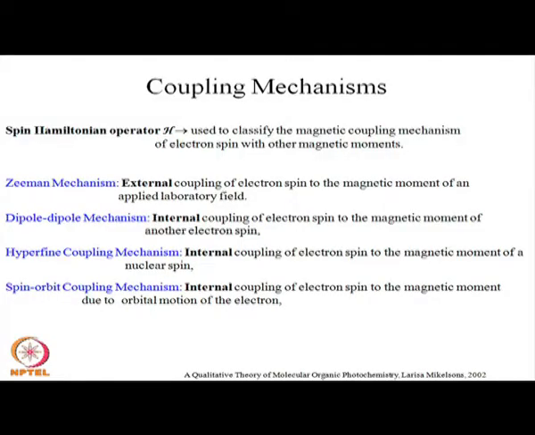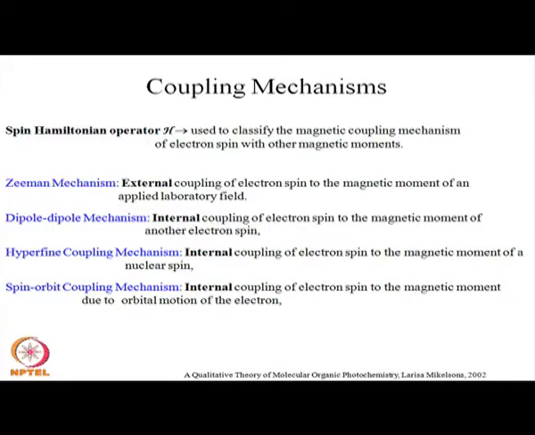Dipole mechanism is the internal coupling of an electron spin to the magnetic moment of another electron spin. Suppose you have this electron spin over here and another electron spin over here at a certain distance. Of course, distance is a very important factor. Suppose you have your radical of interest over here and the other radical is widely separated. In that case, with a large separation, it hardly feels any effect of the second one. So in the dipole mechanism, distance is also important.